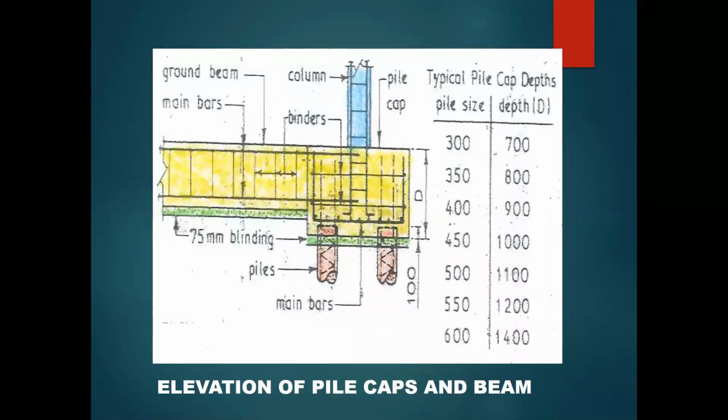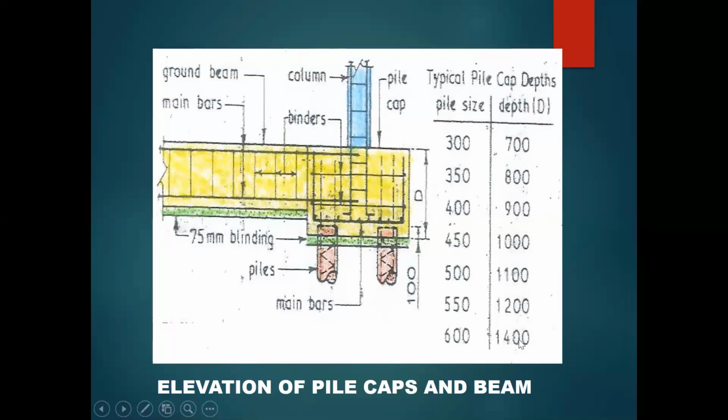And then this one here is the section, the elevation of the piles, caps, and the beam. So in the design, there are already typical sizes provided, 300, 350, or it depends on the depth. All right.